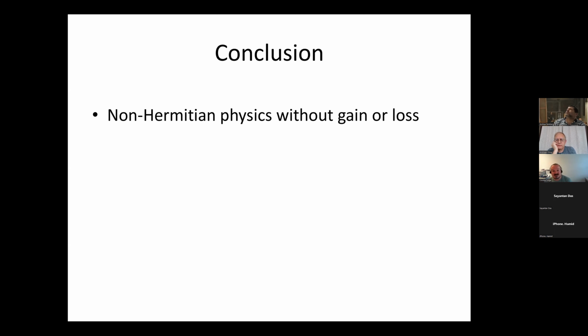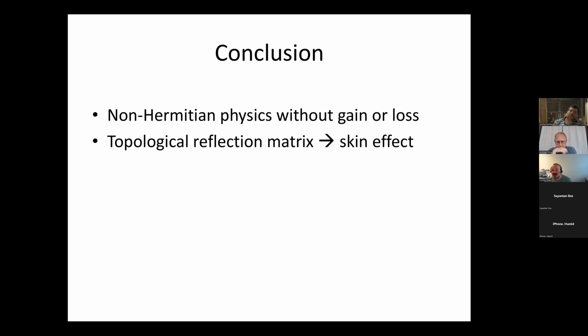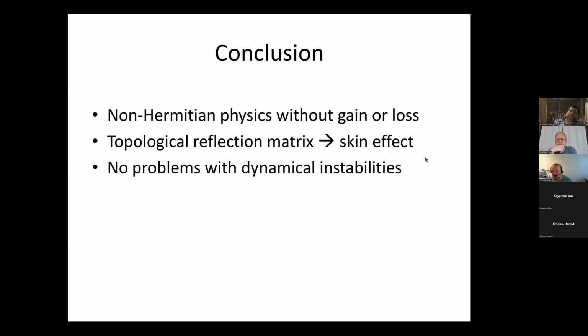And it turns out if you backscatter from the boundary of a topological insulator, the reflection matrix is also topological. And therefore it has some properties associated with this topology, like the presence of a non-Hermitian skin effect. Further, this means that you can produce signatures of non-Hermitian topology without worrying about some of its practical drawbacks, such as the problem of dynamical instabilities.